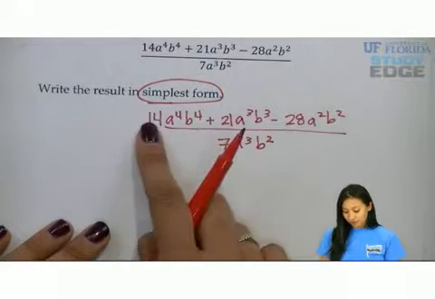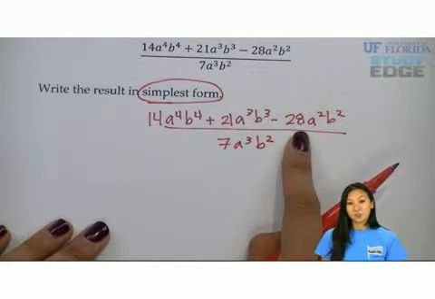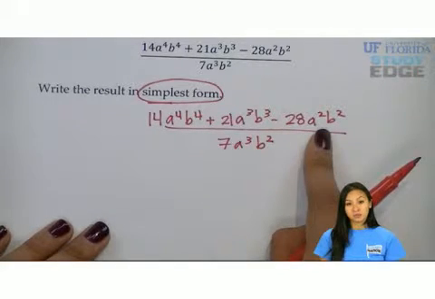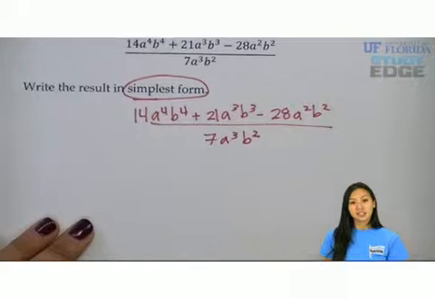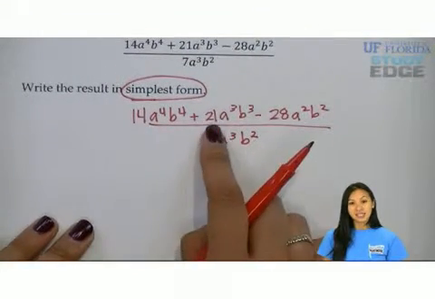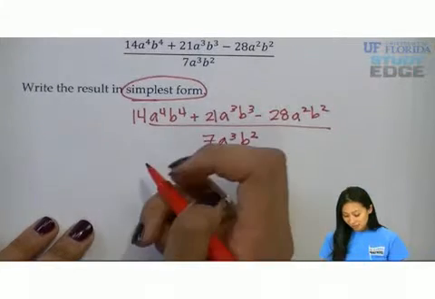So let's look at the coefficients, 14, 21, and 28. So those numbers, what goes into 14, 21, and 28? What's their greatest common factor? Their greatest common factor is 7. 7 goes into 14, 21, and 28. So I'm going to take out the 7.